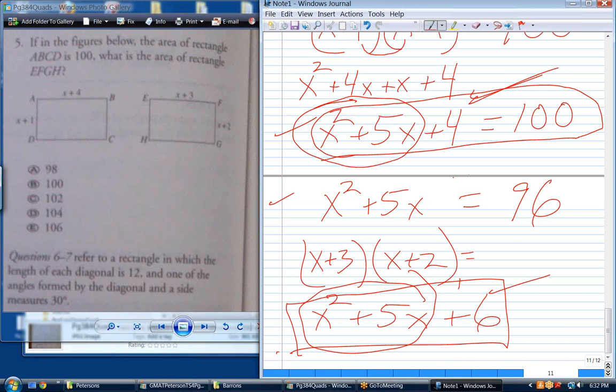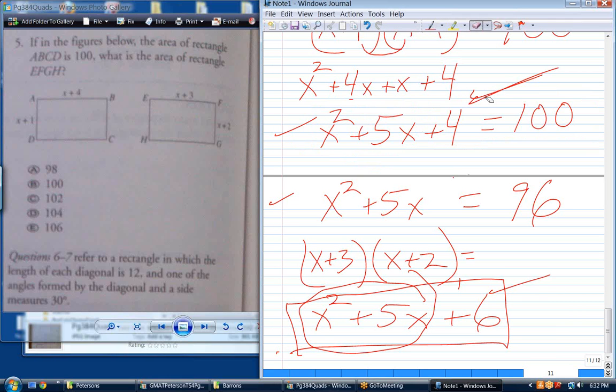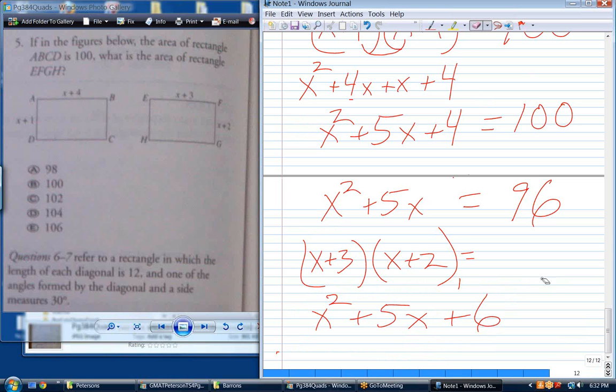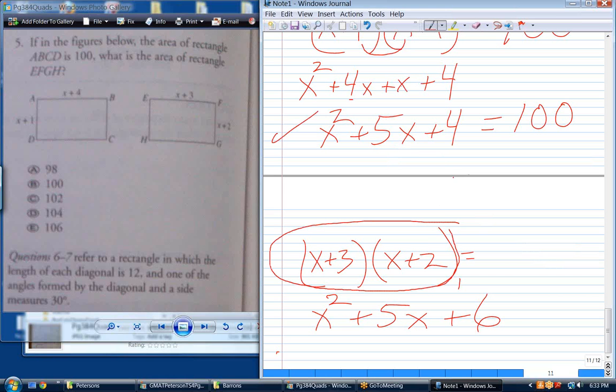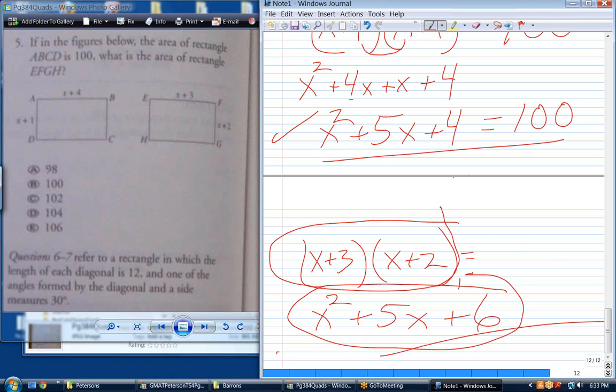So this kind of required a little bit of thinking outside the box, where you just have to distribute both of them and see if you can see any similarities between the two. I didn't really need to write that step there. I probably should have stopped right there and immediately looked at the other rectangle, multiplying it out, getting this. Then I can make the leap that if this is equal to 100, this is equal to 102. All right.